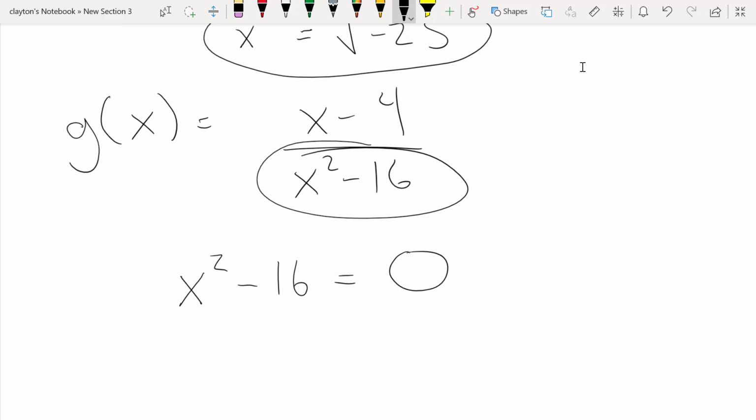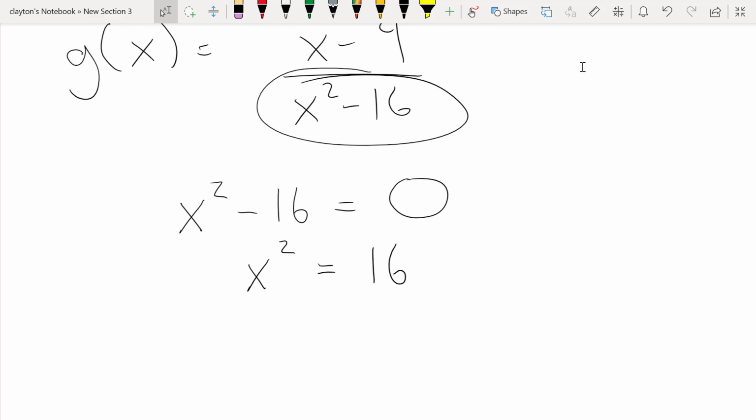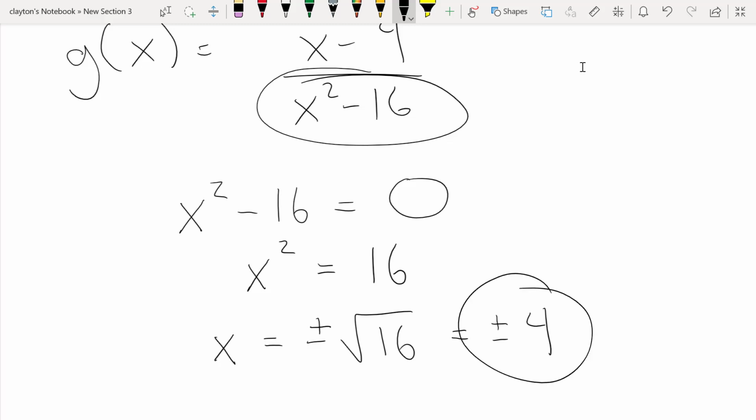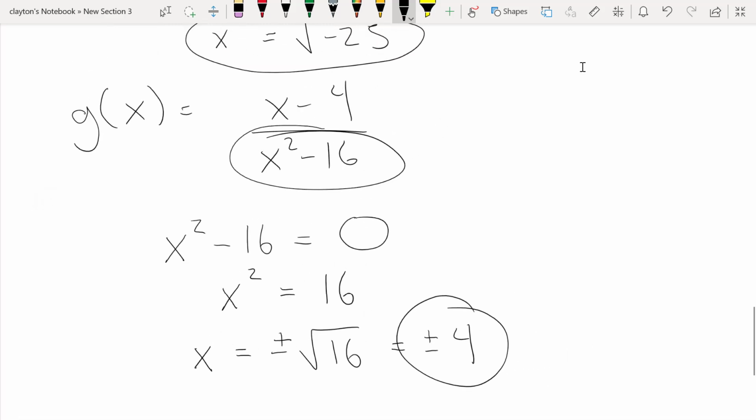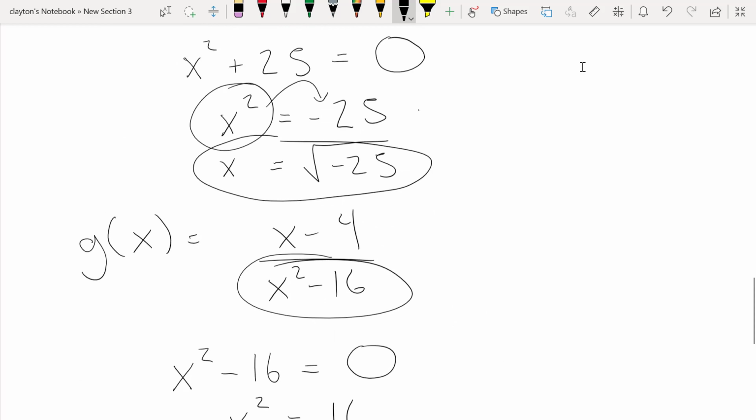If I move the 16 to the other side, I have x squared is equal to 16. And if I take the square root, I can take the square root of positive numbers. So I get plus or minus the square root of 16, which gives me plus or minus 4, right? So I have two answers here, negative 4 and a positive 4, right? So notice here, in our previous problem, x squared can never be a negative value. That's why there was no issue here.